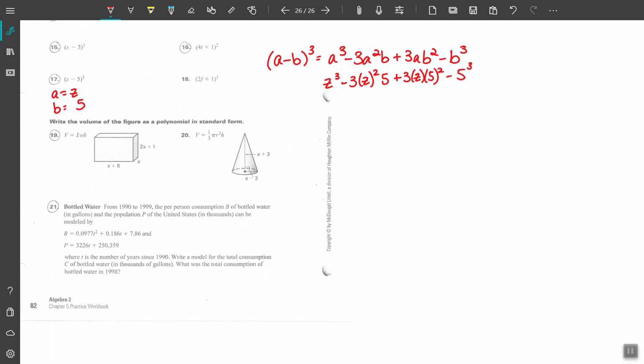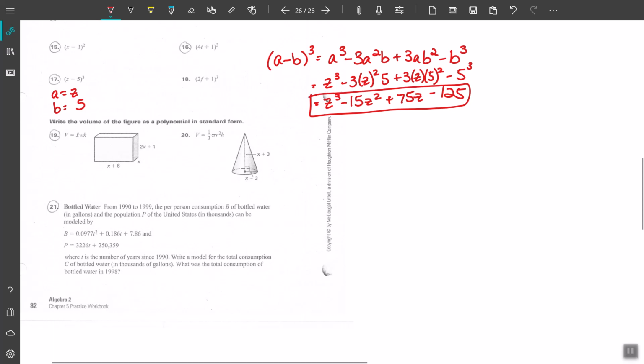All right, so basically everywhere we see an a, I've plugged in z, and everywhere we see a b in the formula, I've plugged in 5. And then from there, do the algebra on it to simplify it. And we end up with this as our final answer.